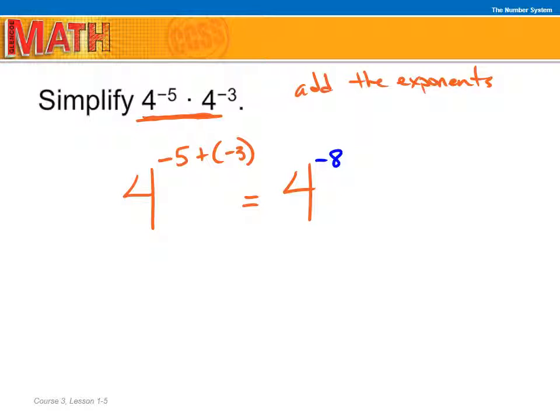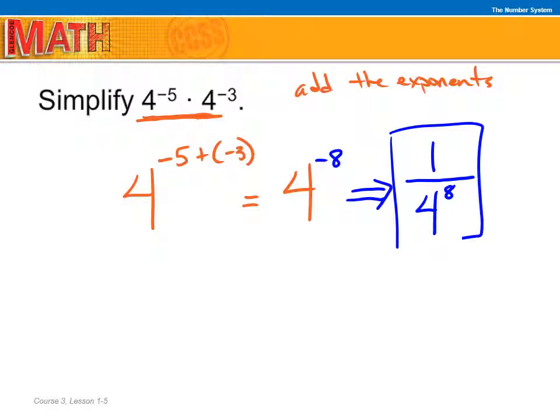And when we simplify using negative exponents, we do not want to leave a negative exponent. So let's continue simplifying this. Like we learned in the first couple examples of this lesson, I'm going to convert this into a fraction: 1 over 4 to the 8th power. And that's my final answer. I can simplify 4 to the 8th further, but I'm going to leave it as 4 to the 8th.